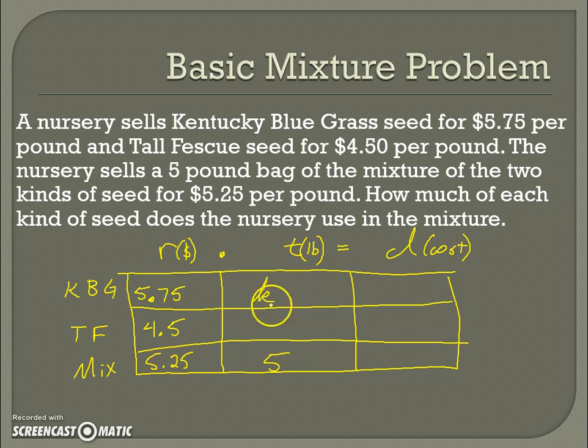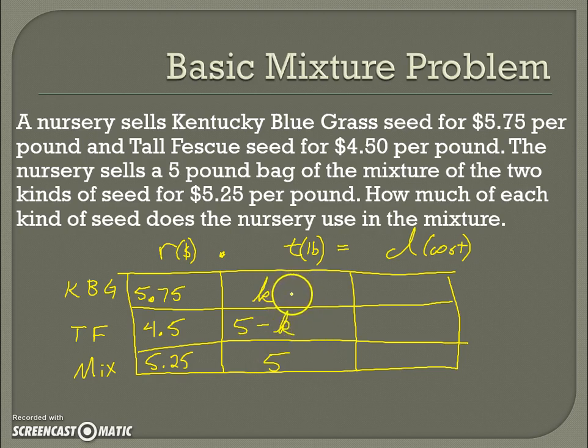Now, if I use K, Kentucky bluegrass, an amount in pounds, then I know that this has to be 5 minus K, because the mixture is some of this plus some of this is 5. So if I call this one K, I'm going to call this 5 minus K. It doesn't matter which one it is. I could have done tall fescue down here, but that's the one that I'm going to go with right here.